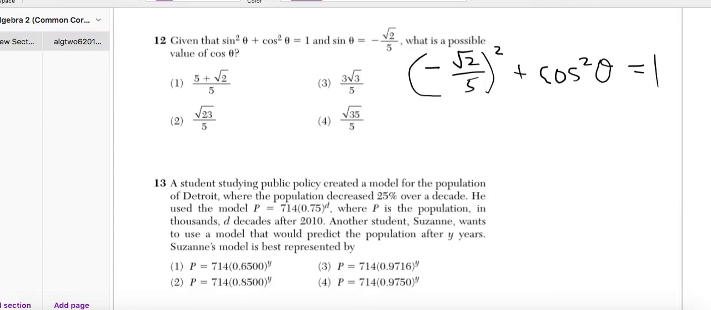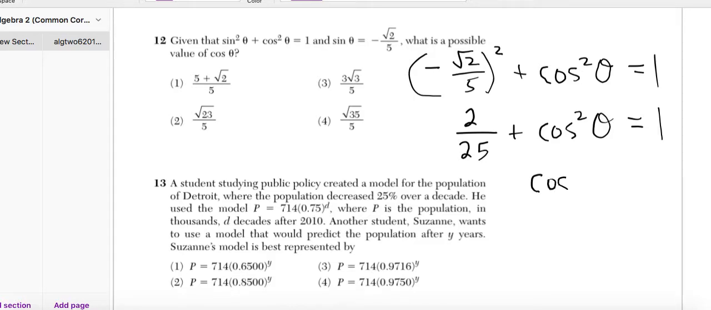Now, if I square a square root, I could put this in the calculator, but when I square a square root, it just cancels and it becomes positive. And 5 squared is 25. Now 1 is the same as 25 over 25. So if I subtract 2 over 25 on both sides, and I could use the calculator, but it's not necessary, I get cosine squared theta is equal to 25 over 25 minus 2 over 25, which is 23 over 25.